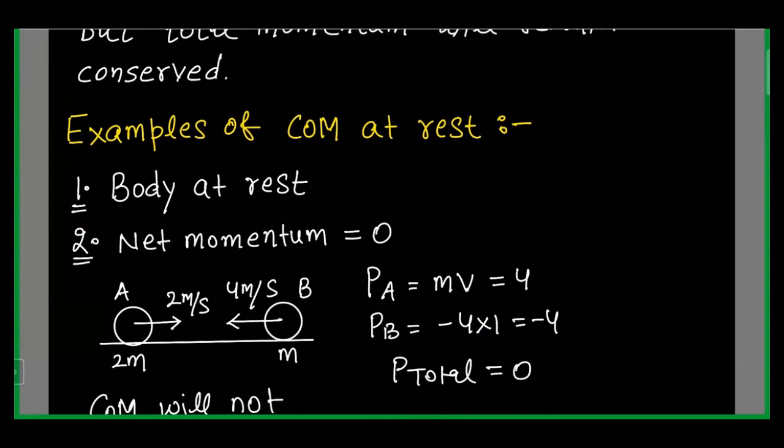Center of mass is not moving. Center of mass is at rest, but the individual bodies are moving. Their individual momentums are changing, but the total momentum remains zero.